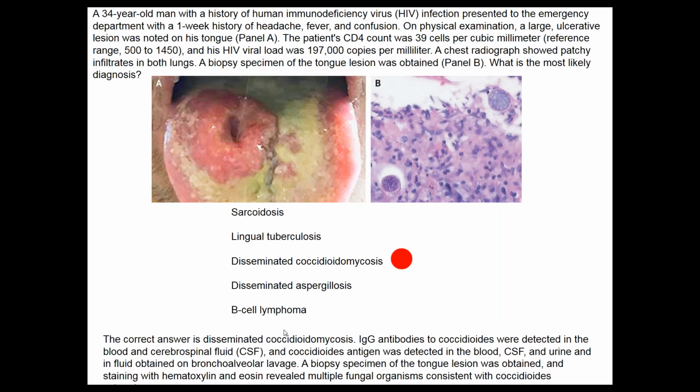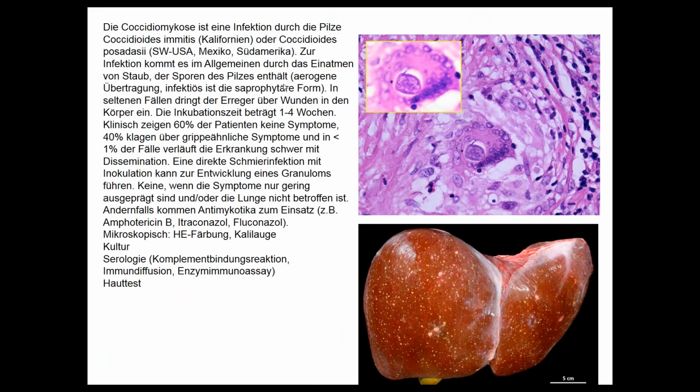He also had a lumbar puncture performed, which was certainly indicated, and looks like he has fungal organisms consistent with coccidioides spherules. So if we look at this disease, here's another histological section. This is again a typical spherule for coccidioidomycosis.